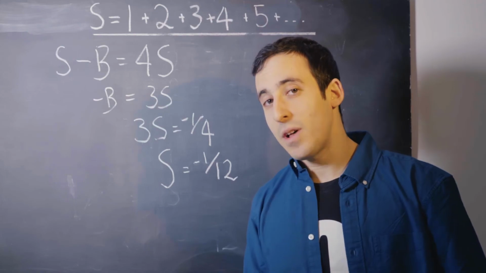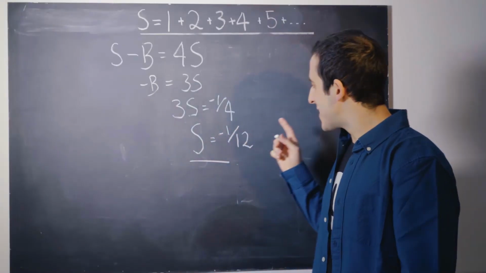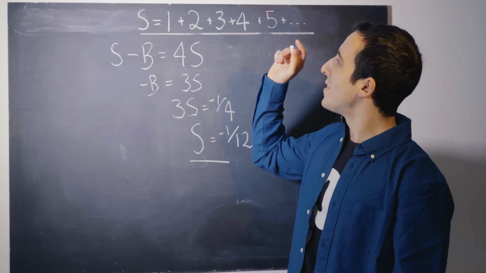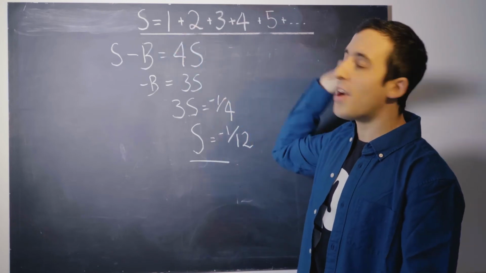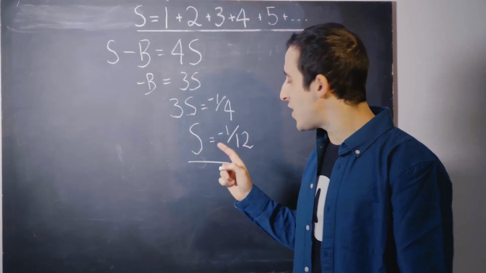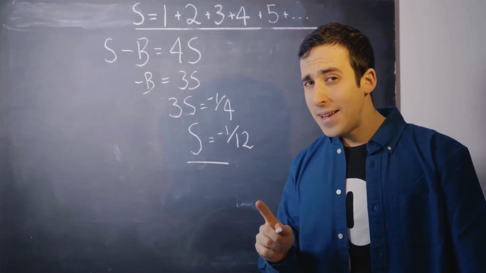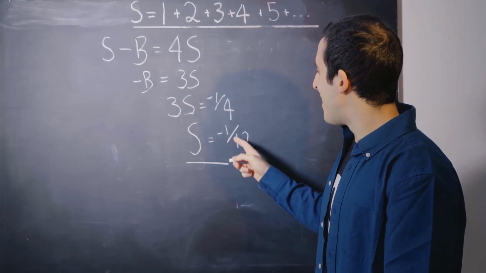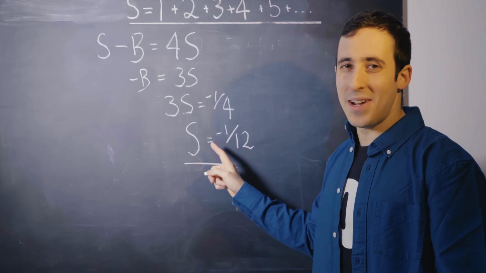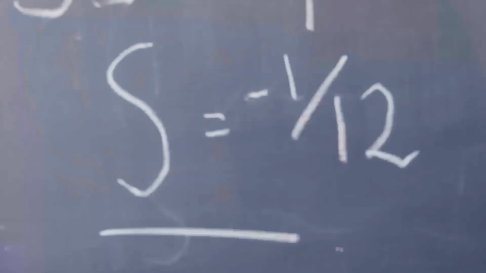It's minus a 12th. This is an incredibly counterintuitive result. We've taken the sum of the numbers starting from 1 and only getting bigger, and when we've computed what that should equal, not only have we found a number smaller than even the first term, we found a negative number, and we didn't have a single negative number in this sum.